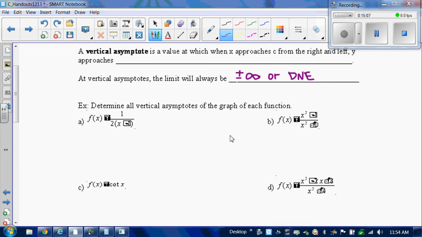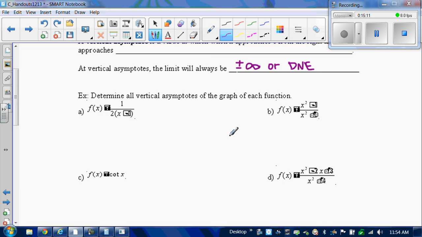Determine all vertical asymptotes of the graph of each function. So it's not saying graph, it's just saying find the vertical asymptotes. This is 1 over 2 times x plus 1. Well, that's easy. Where does the denominator equal 0? At x equals negative 1. Okay, next one.